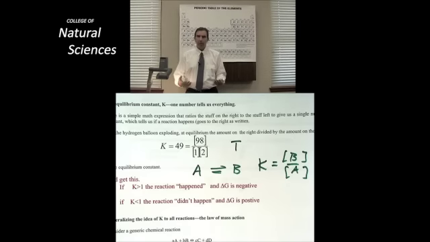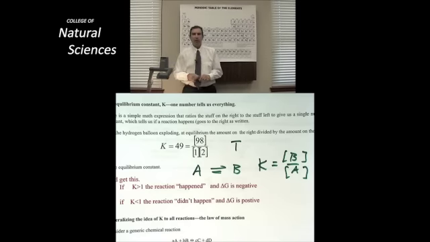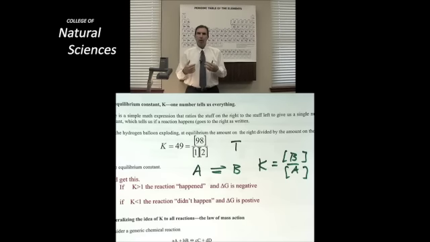So, rule of thumb, if a reaction happens as written, in other words, if it happens going to the right, it's going to produce a K value at equilibrium greater than 1, and that's going to mean that delta G was negative. Conversely, if a reaction doesn't happen as written, it means that the reverse reaction happened. I make more stuff that's on the left side, more stuff that's in the denominator, and therefore K is less than 1, and delta G is positive. The reaction did not happen.